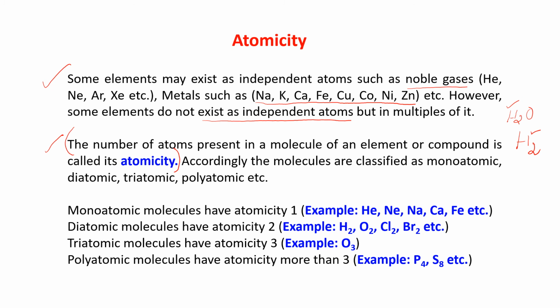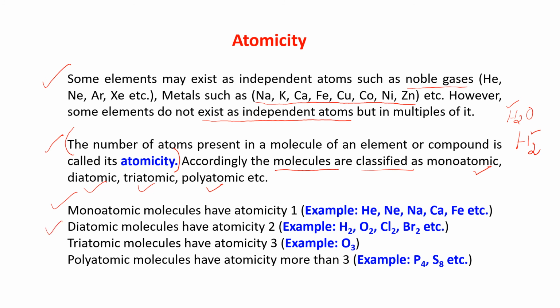According to that, molecules are classified as monoatomic, diatomic, triatomic, and polyatomic. When the molecule has only one atom, the molecule and the atom are the same. These monoatomic molecules have atomicity 1. That means helium, neon, sodium, calcium, iron, all these things. They have their own existence. The molecule also has one atom. So they are known as monoatomic.